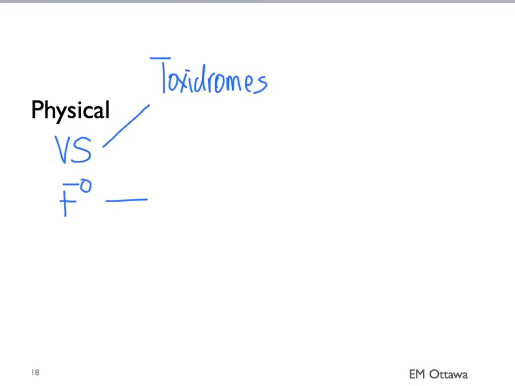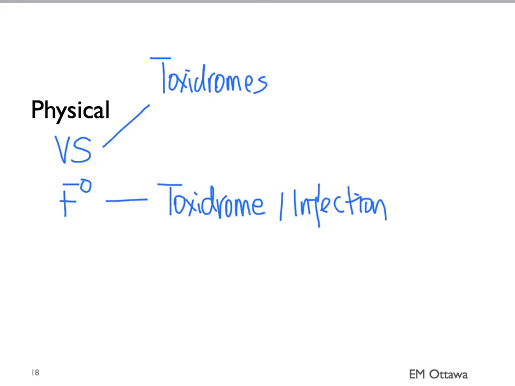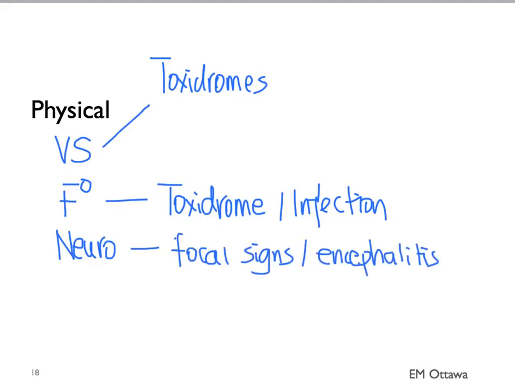On the physical examination, we want to start with vital signs. You want to look for toxidromes, including sympathomimetic, anticholinergic, and serotonin syndrome. You want to check for a fever that may point to a toxidrome or infection. A neurological examination needs to be done to look for focal neurological signs and for signs of meningitis or encephalitis. Depending on what your history might suggest, you may want to look for any other signs of infection on your physical exam.